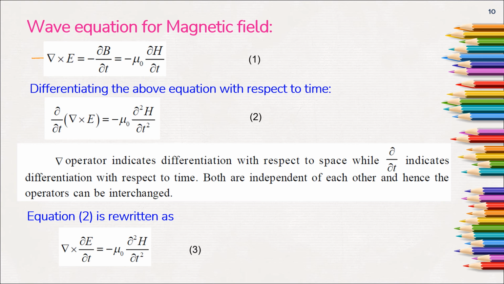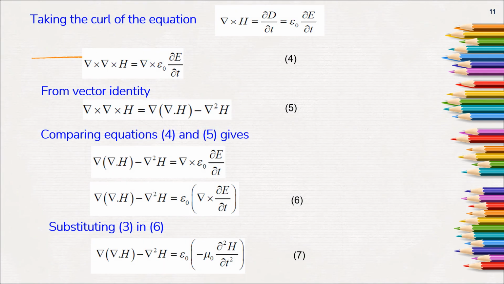So differentiating the above equation with respect to time, then we interchange the del operator and dou by dou T. So what I have, del cross of dou E by dou T is equal to minus mu naught into dou square H by dou T square. Now take the curl of this equation, del cross H. Del cross H is equal to dou D by dou T, which is equal to epsilon naught into dou E by dou T. Now taking curl of this equation, I get del cross H is equal to del cross of epsilon naught into dou E by dou T.